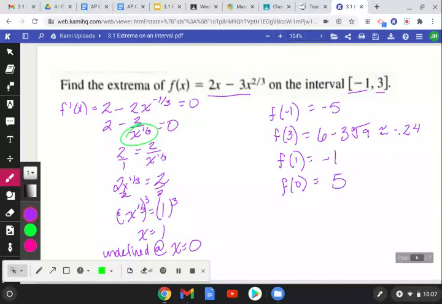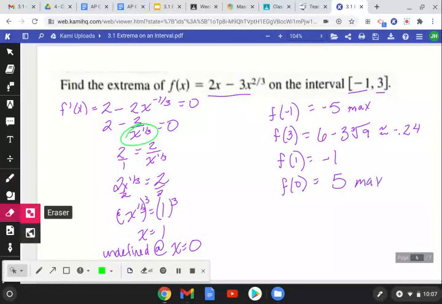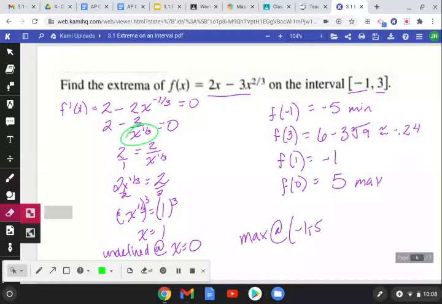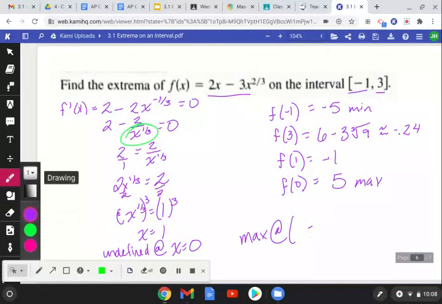So my biggest output would be here. And biggest output is here. And my smallest output is here. So then I'm going to have a maximum at the ordered pair -1, negative. Well, I'm getting my max and my min mixed up. All right, we've got a maximum at 0, comma 5, and a minimum at -1, comma -5.